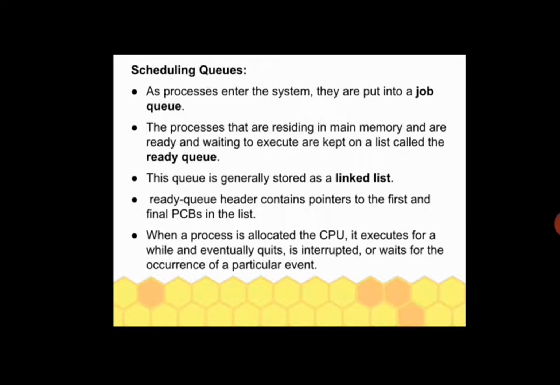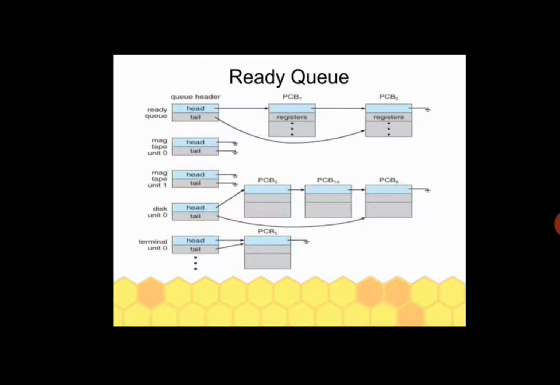Next thing is, the ready queue header contains the pointers to the first and final PCB on the list. To understand this particular thing, you have to see this image. Okay, this is a ready queue. So the queue header will have two things, head and tail. The head will be pointing to, you can see, n number of PCBs. Why do you have more PCBs? Because in the first slide I said, whenever you create a process, the OS will create its own block for that particular process, the PCB.